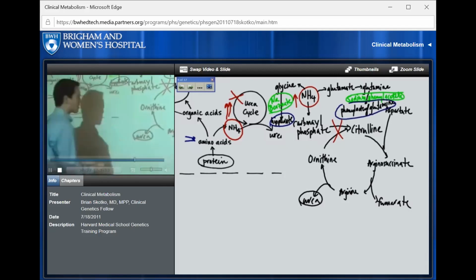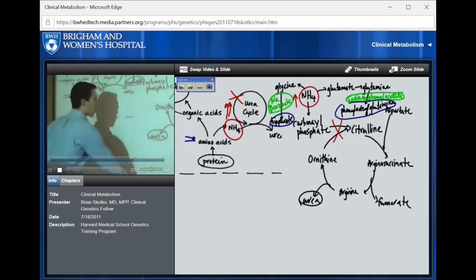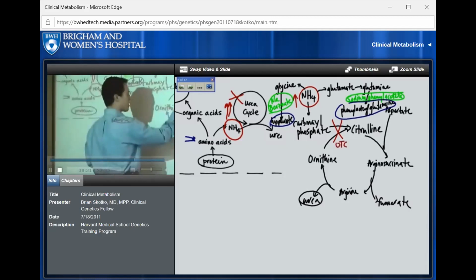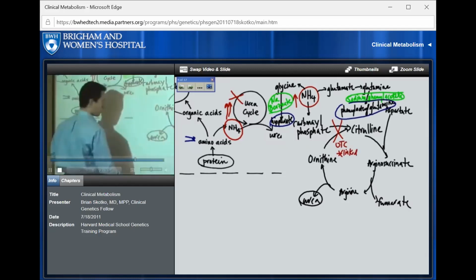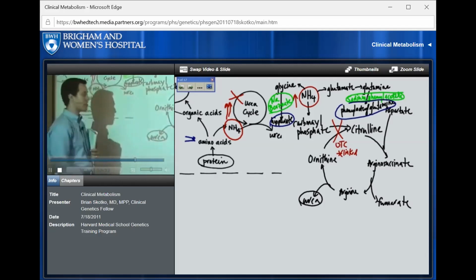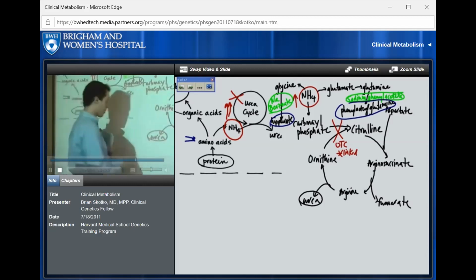Some factoids that are worth knowing. OTC deficiency, which is right here, is the only X-linked condition that's part of the urea cycle. So that obviously has ramifications, as you can imagine. It occurs more readily in boys. However, with skewed inactivation, girls with OTC deficiency can have some of the symptoms.